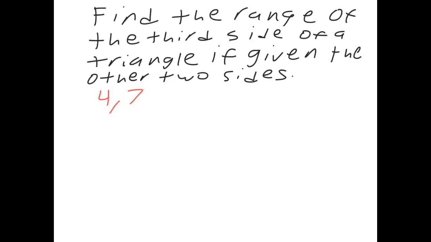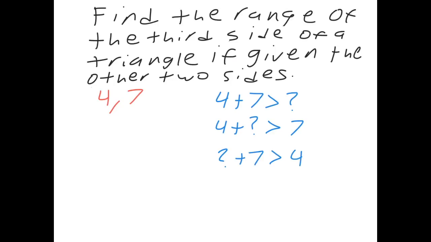Well, here's how you can look at it. We need all three sides of the triangle so that two of them will add up and be greater than the third. So, let's write them out. So, 4 plus 7 has to be greater than this number. 4 plus this number has to be greater than 7. And this number plus 7 has to be greater than 4.